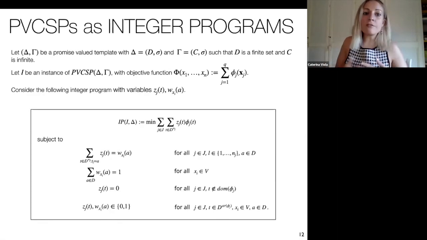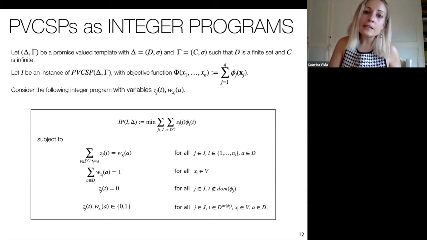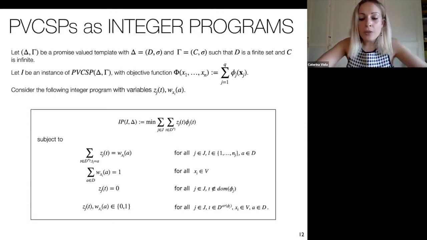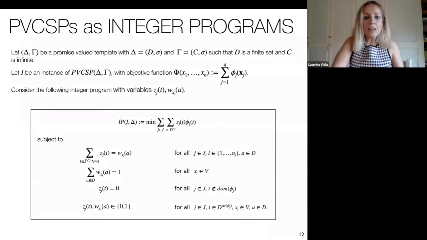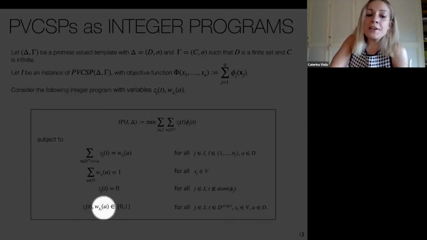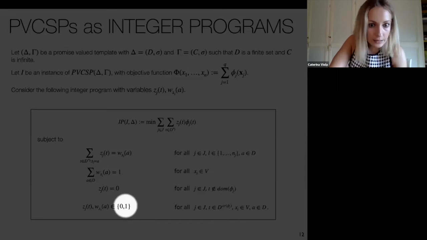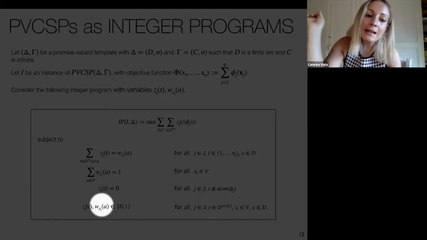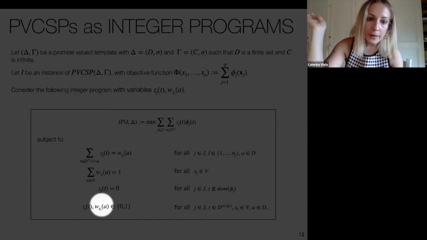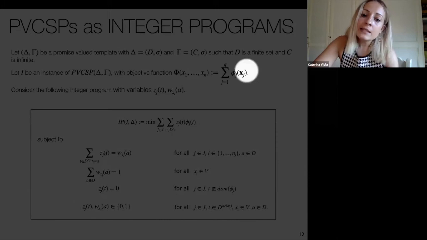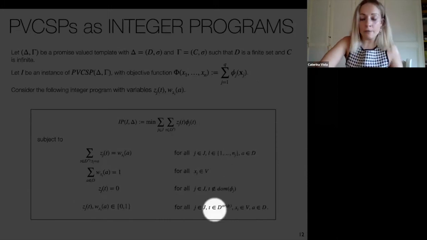And now consider the following integer program with variables z_{j,t} and w_{x_i,a}. So this is an integer program, and as you can see here, the variables z_{j,t} and w_{x_i,a} are required to take values in the set containing 0 and 1. Having w_{x_i,a} equal 1 corresponds to the fact that the variable x_i is assigned to the value a from the domain D. And similarly, having z_{j,t} equal 1 corresponds to the fact that the tuple of variables x_j is assigned to the tuple of values t from D.